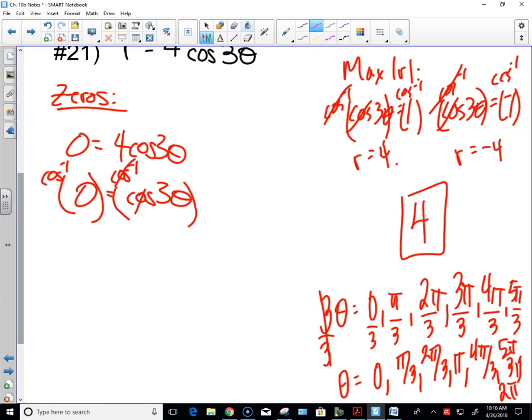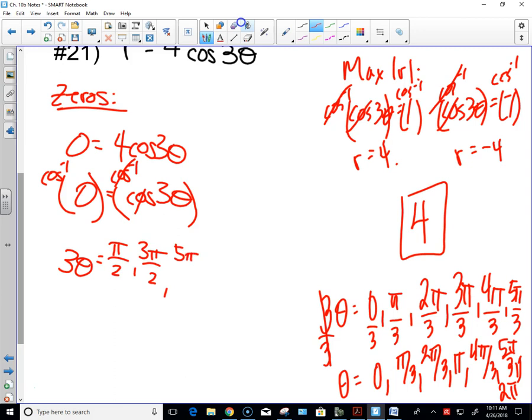1, 2, 3, that's sine. 3, 2, 1, that's cosine, starting at 1, ending at 0. That's at 90. Anyway, so I have 3 theta equals pi over 2, 3 pi over 2.